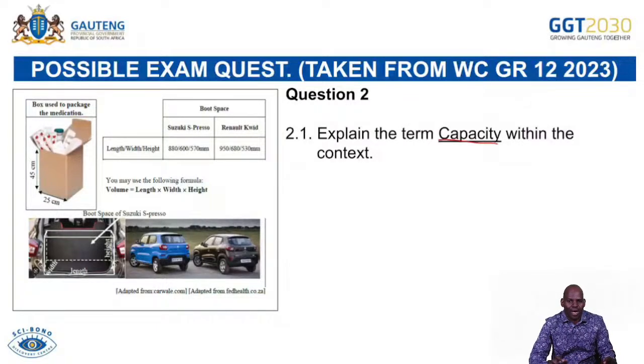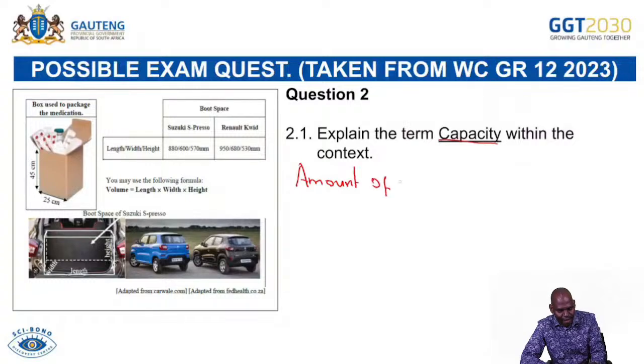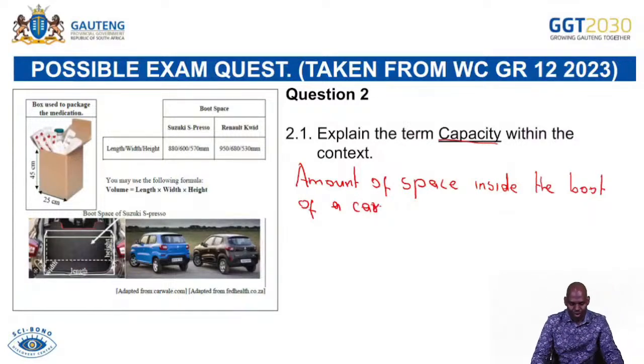So because we are looking at the amount of space, this one, explain the term capacity within the context, is the amount of space inside the boot of a car. Okay, the amount of boot space of a car. That is how simple you can define it.